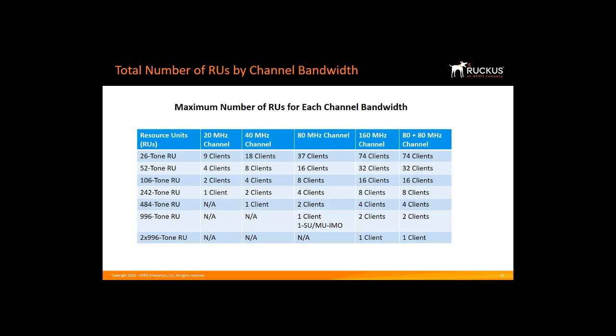There are a few RU tones currently defined: 26, 52, 106, 242, 484, 996, and 2 times 996 tone RUs. The AP may allocate the whole channel to only one client at a time, or it may partition the channel to serve multiple clients simultaneously. For example, for basic 20 MHz bandwidth, 9 26-tone RUs can be used, meaning you can have up to 9 users, but only 4 users with 52-tone RUs.